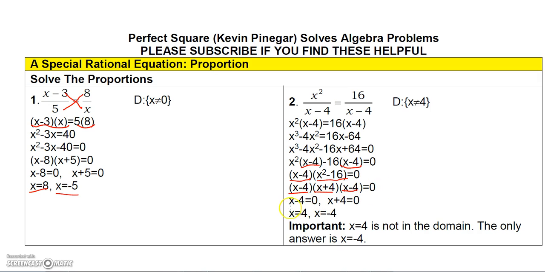So if you set x minus 4 equal to 0, you get x equals 4. And if you set x plus 4 equals 0, you get x equals negative 4. Okay, but remember, up here, x cannot equal 4, right? So we have to throw this one away, and so our only answer that works is x equals negative 4. And so that's how you solve rational equations. And I'll do some applications of rational equations in the next video.